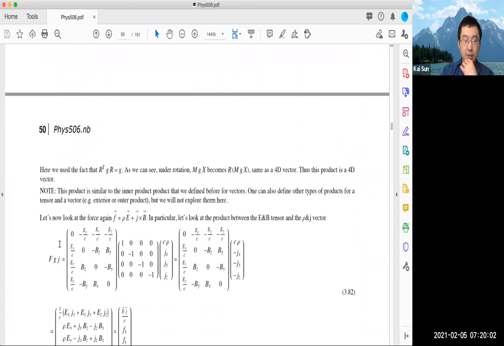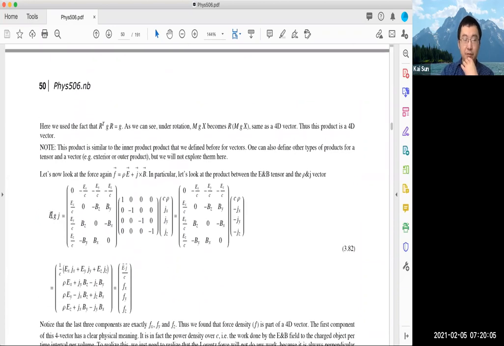So here, let me look at the inner product of F. By the way, this F is not force. Sorry again for using the same letter for different things. Unfortunately, that's what we do in physics. Sometimes we don't have enough letters. This F is a rank 2 tensor of the E and B field, and we have a 4D vector J. This 4D vector J is the charge density, current density vector we learned earlier. So we have rank 2 tensor F, which is the E and B field, and a 4D vector, which is charge density and current density, and we can calculate their inner product.